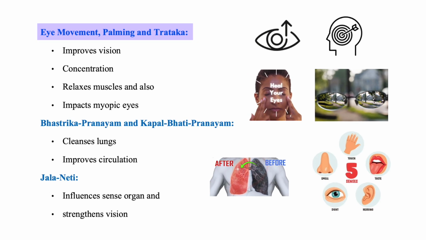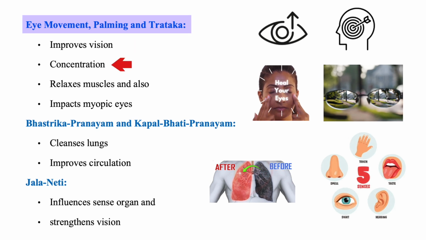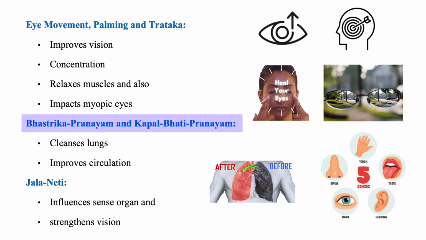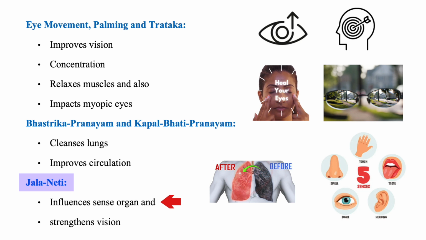Eye movement, palming and Trataka improve vision, concentration, relax muscles and also impact myopic eyes. Bhastrika pranayama and Kapalabhati pranayama cleanse the lungs and improve circulation. Jalaneti influences sense organs and strengthens vision. In our coming classes, we will be discussing other eye problems and evidence-based yoga as a solution, and the holistic approach of yoga therapy will be discussed in detail.